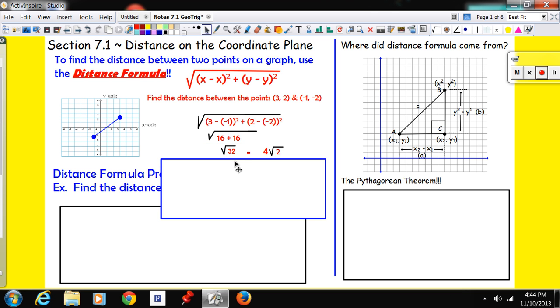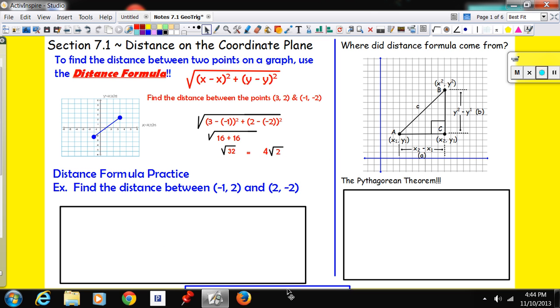And you get the square root of 32, which you could make into a decimal if you wanted to. It'd be about 5.7 or something like that. Or you could break it down into radical 16 times radical 2, which is 4 radical 2. So either way you could do that. So that is the example in the distance formula.